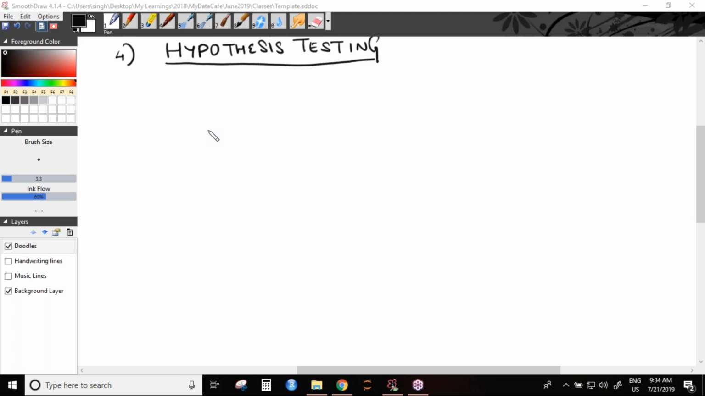Then you will assume the null hypothesis to be true, and with that assumption you will find the probability of the alternative, or more in its direction. If that probability is very small, you will reject your null hypothesis. If that probability is not small, you will not reject your null hypothesis.